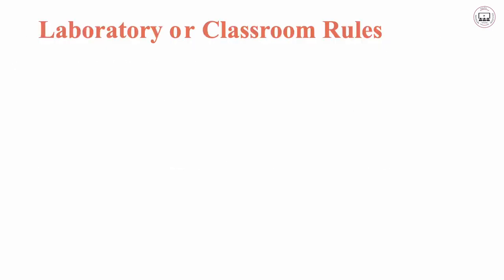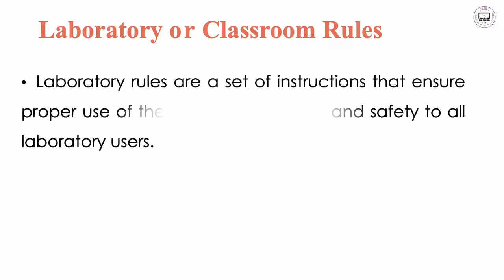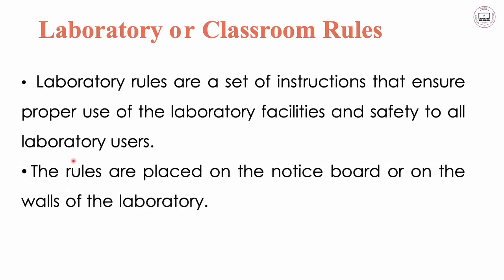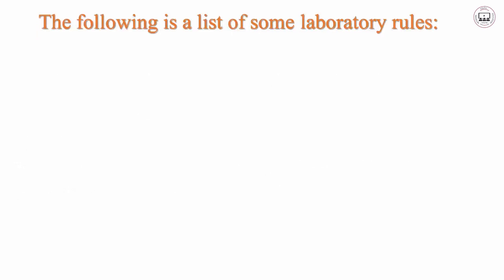Now, here we are supposed to discuss laboratory rules, or we may do such kind of experiment in a classroom, so we might also call them classroom rules. The first point: laboratory rules are a set of instructions that ensure proper use of laboratory facilities and safety to all laboratory users. So the rules are placed on the notice board or on the walls of the laboratory so that everybody can see them. The following is a list of some laboratory rules.